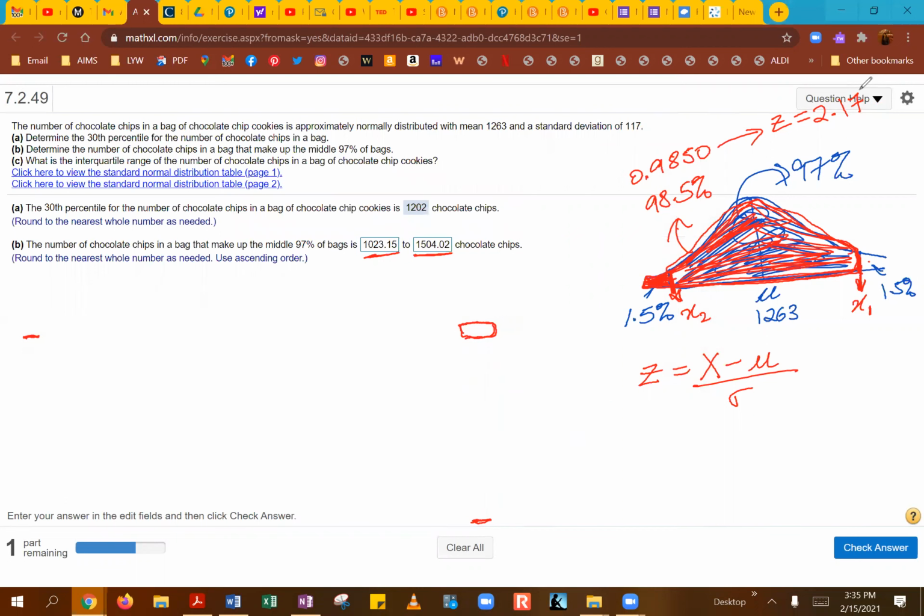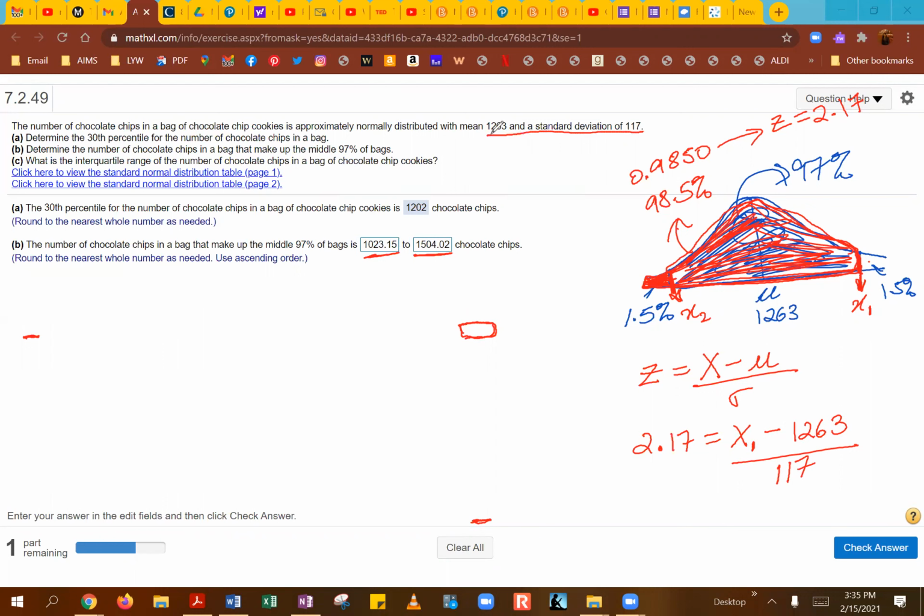Alrighty, so this guy corresponds to a z-score of 2.17. So that's what I'm actually going to put here, z-score of 2.17 equals x, which is my unknown, and you can call this your x1 from that right-hand side, minus our mean is 1263. And then we're dividing this entire thing by our standard deviation of 117. And you can see these numbers are already given to you right here in the first statement of your problem.